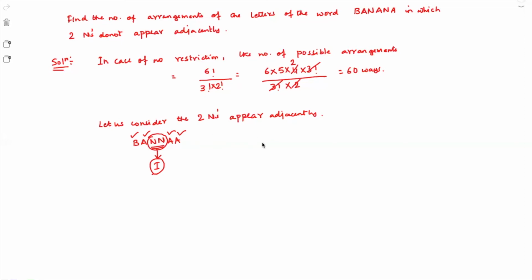If this would have happened with A, suppose the question would have been, find the number of arrangements for the letters of the word banana in which the 3 A's do not appear adjacently, then it would have been something like this. Just giving an example. Then we would have taken these 3 A's as 1 unit. So if we take the 2 N's as 1 unit, there will be 5 letters in total. We'll be considering 5 letters. 1, 2, 3, 4 and 5.